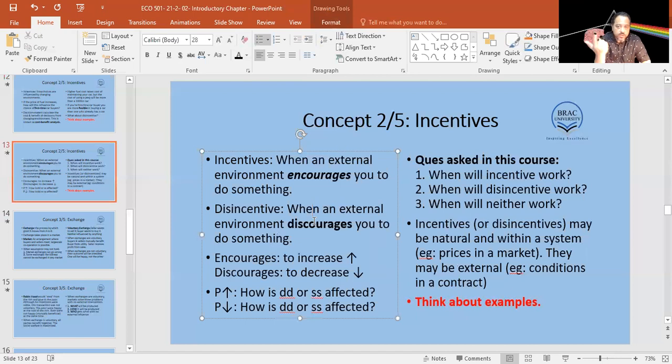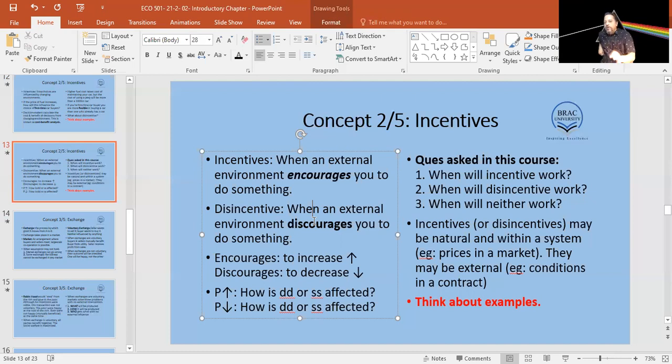Encourages means increase, it's just an up arrow. See, we're using mathematical concepts, but we're not using numerical figures or equations yet. Discourages means decrease, so it's a down arrow. If price increases, how is demand or supply affected? That means one side of the market, they find an incentive to buy more, the buyers. Sorry, if the price increases, then the buyers have an incentive to buy less. They have a disincentive, but the sellers have an incentive to sell more. The opposite will happen if the price falls.